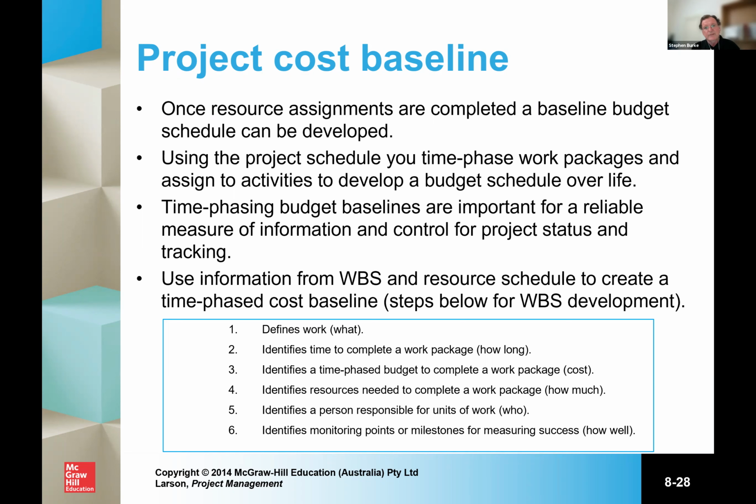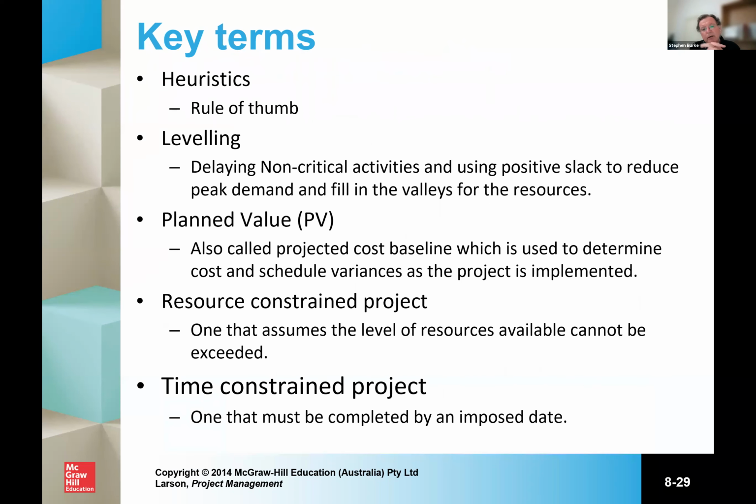at milestone points? So some key terms, as we start to draw to a conclusion here. Some key terms here are the term heuristics, which means rule of thumb, pre-existing knowledge. Leveling, which is delaying non-critical activities using positive slack. We love positive slack to reduce peak demand and fill in the valleys or the troughs for resources. Because in projects, what we like is undulation. We don't like big amplitude, because that means you have to expend resources in managing the differences in the resource needs.